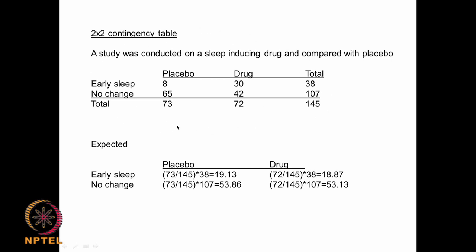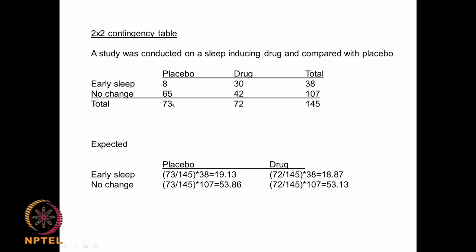So, how do we calculate this? It is quite simple. For this one what we do is 73 divided by 145 multiplied by 38. So, we are doing it the same ratio here, 73 divided by 145. That is the ratio of people who took placebo out of the total placebo plus drug, and in that 38 said early sleep. So, 73 by 145 into 38, that is the expected early sleep for placebo, that comes to 19.13. If you want the early sleep for drug, what do you do? 72 divided by 145 into 38, that gives you 18.87, that is the expected for early sleep drug.